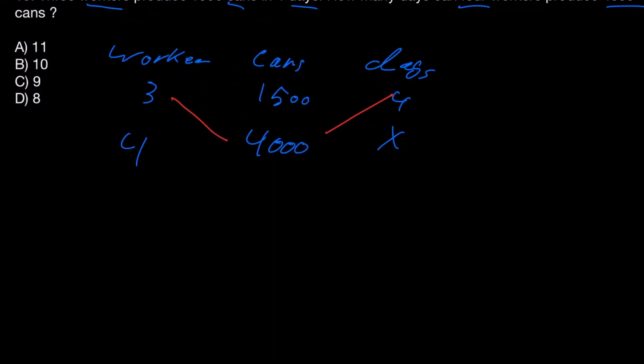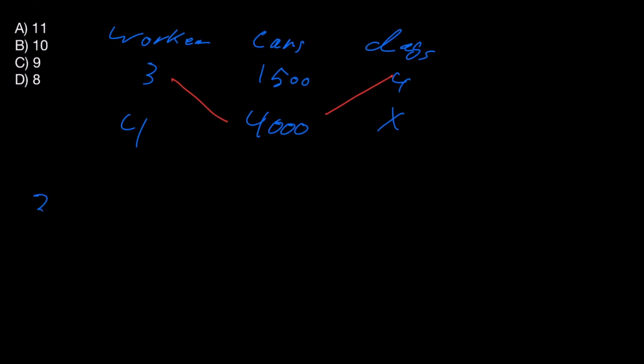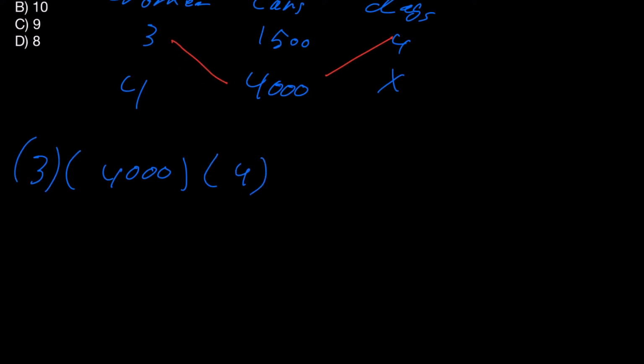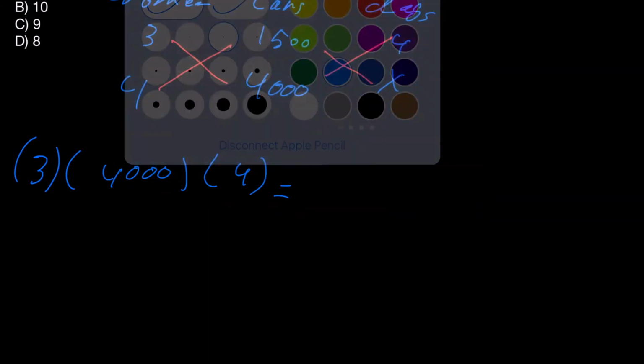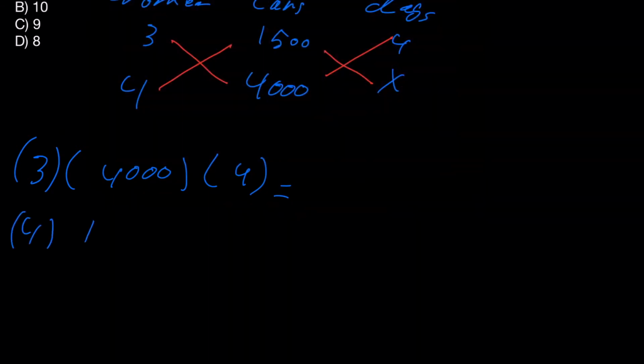For example, let's take the first example first. So you're going to have 3 by 4000 by 4, and that is going to be set equal to 4 by 1500 by x. So that is 4 by 1500x.